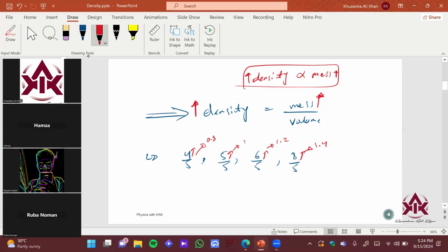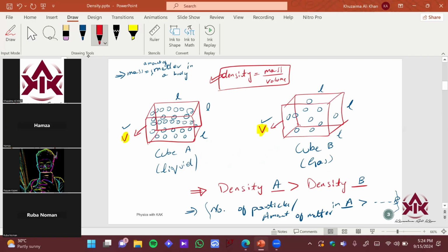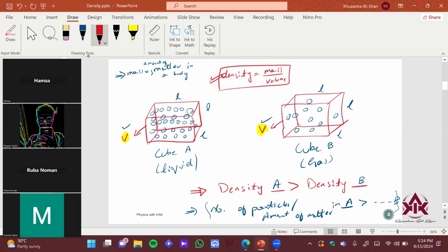So that is the reason why, if you see this example, the density of a liquid is greater than that of a gas. This is the reason. If it makes sense to all of you, kindly raise your thumbs. Give me a thumbs up, everyone, if it makes sense. Okay, it makes sense to Hamza, Rayan, Ruba, and Mashal is, I guess, still lost.